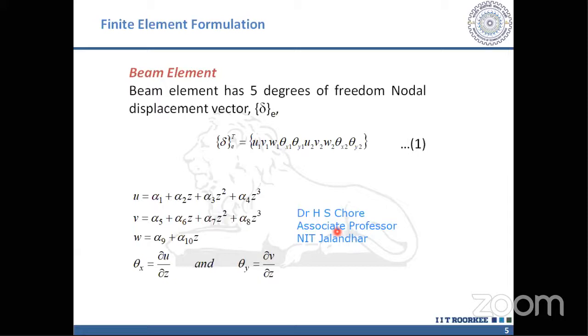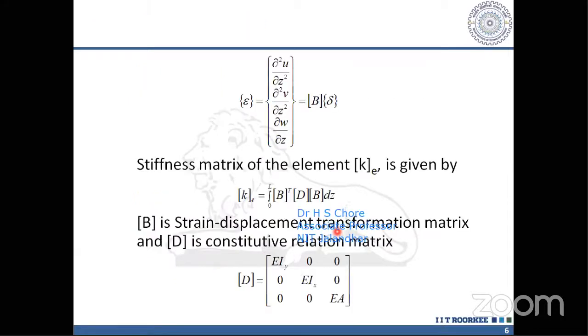With this, we can see that for the beam element we can use curvatures as the equivalent strain. So del 2u by del z square and del 2v by del z square are the curvatures about the x and y axes, and del w by del z is the axial strain.